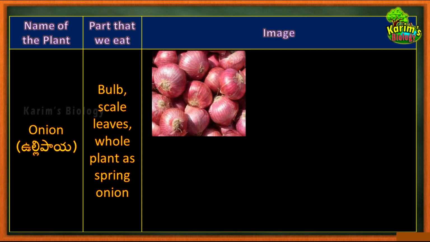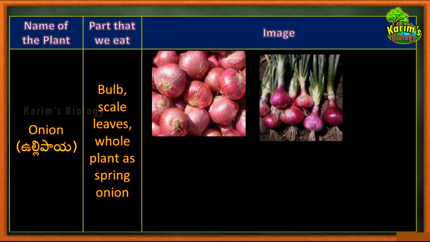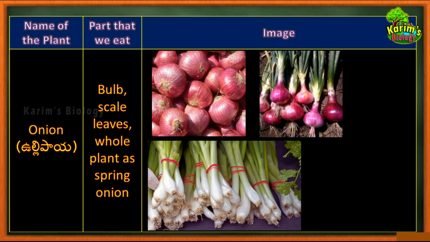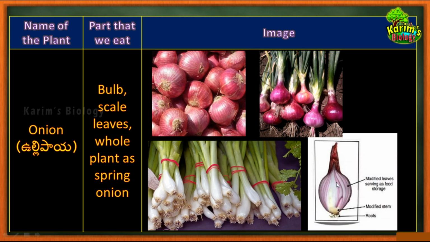So this is the onion. Children, have you ever seen your mom cutting onion? When your mom cuts onion, I think you would have seen that she may be getting some layers like this, right? There will be fleshy layers coming out when you cut the onion, right? And what are they? Actually, which part of the onion we are eating?